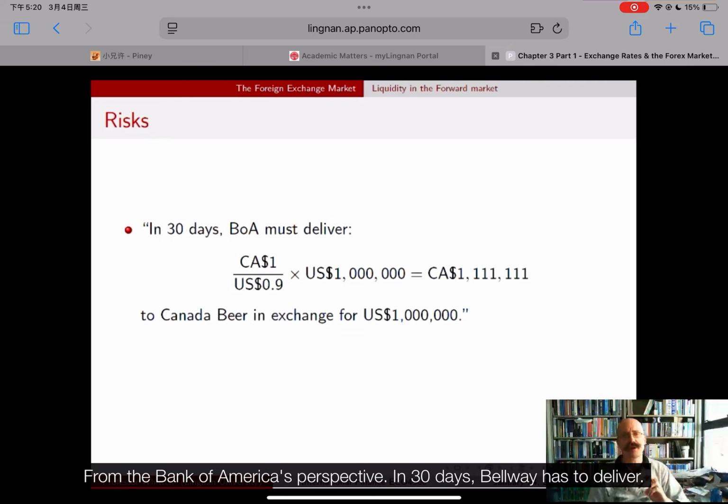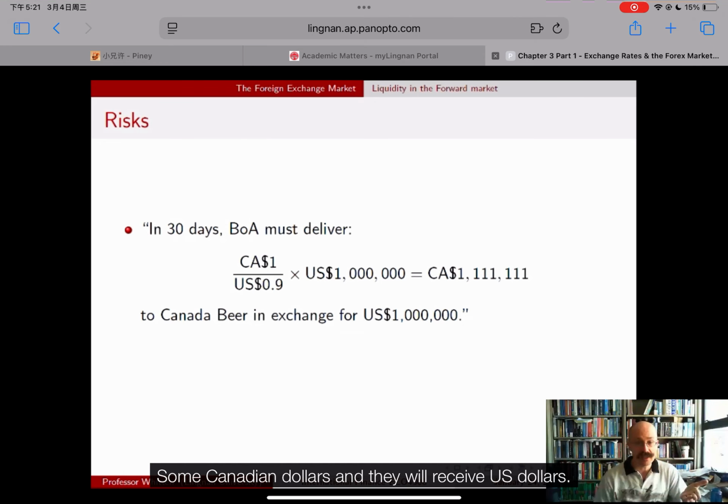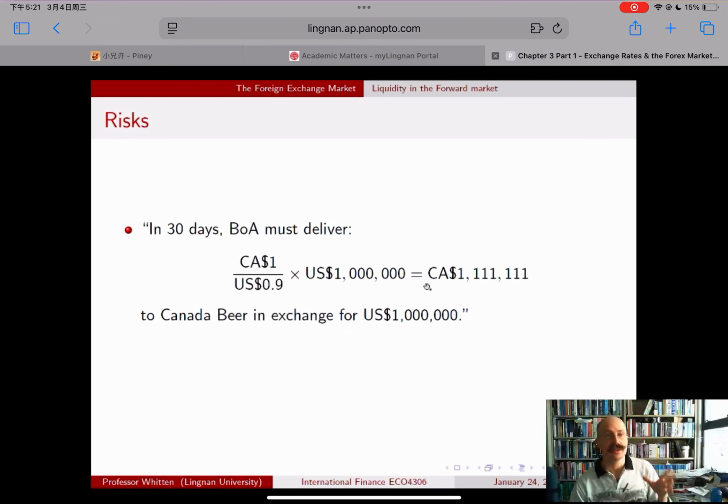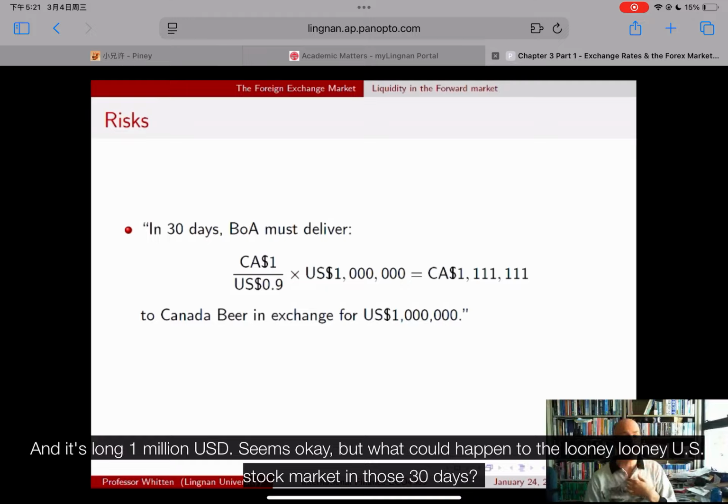From the Bank of America's perspective, in 30 days, BOA has to deliver some Canadian dollars, and they will receive US dollars. So Bank of America is going to be short 1,111,111 Canadian dollars, and it's long $1 million USD.